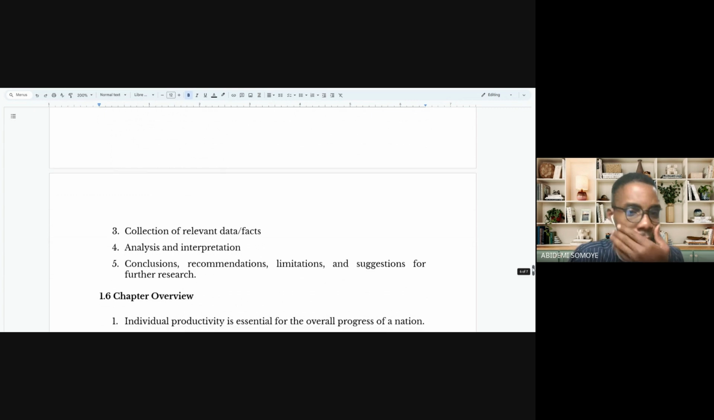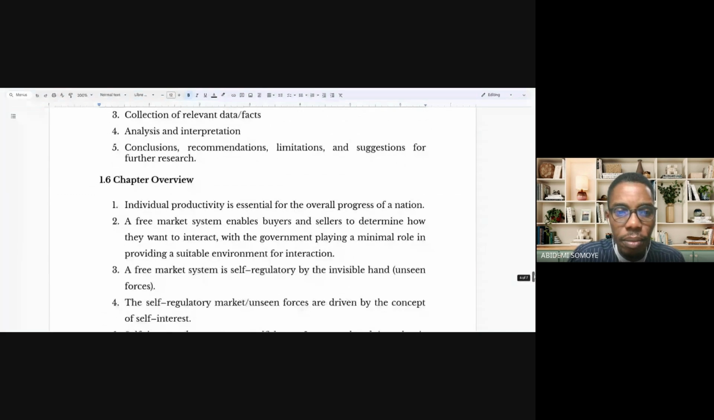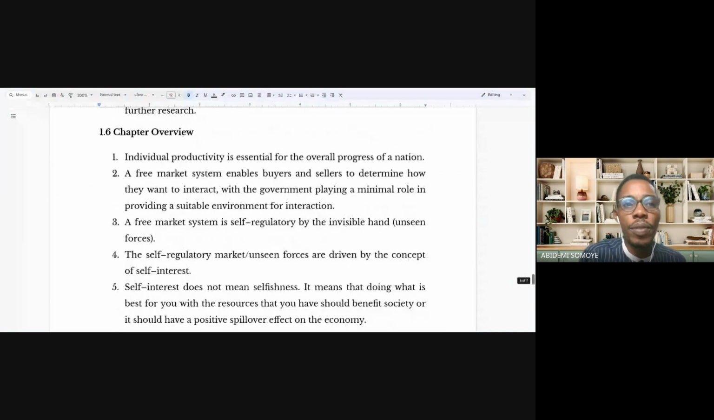Okay, so let's take our chapter overview. Individual productivity is essential for the overall progress of a nation. A free market system enables buyers and sellers to determine how they want to interact, with the government playing a minimal role in providing a suitable environment for interaction. A free market system is self-regulatory by the invisible hand, unseen forces.